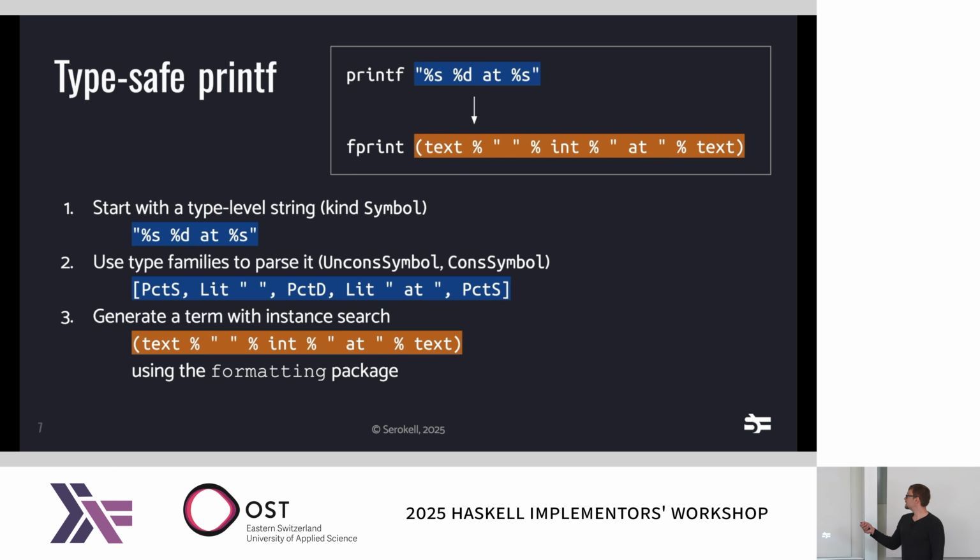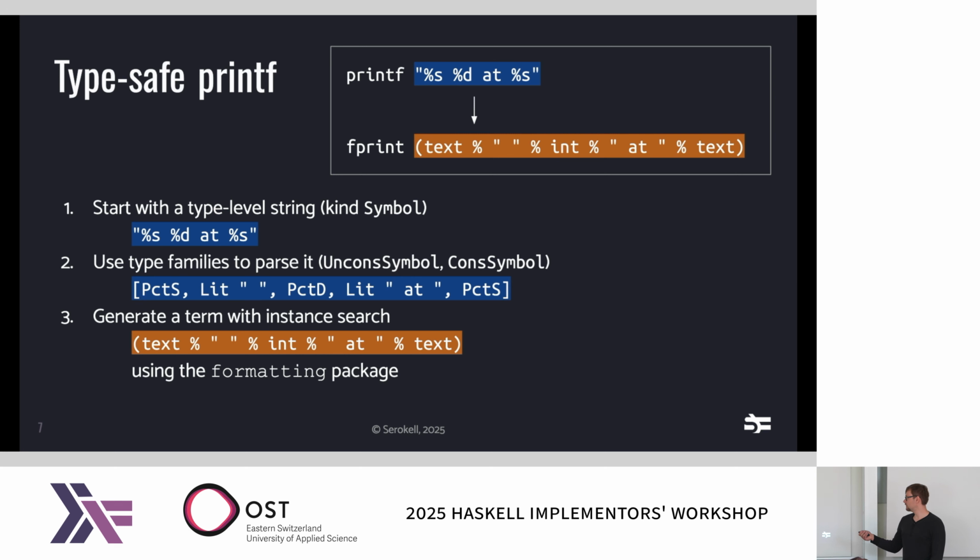We will start with a string which will have to be a type-level string. Then we will use type families to parse it. So at the type level, we run a parser using the UnconsSymbol and ConsSymbol type families, which we also added to the compiler. And then we get a type-level data structure. Here it's a list of formatting parts. So we get %s or %d for the directives, and then literals for the characters in between.